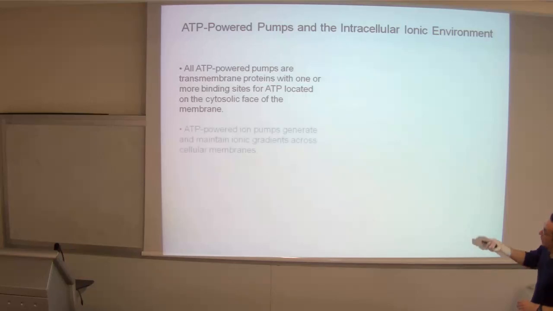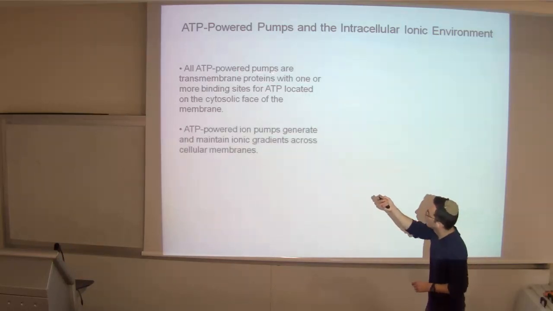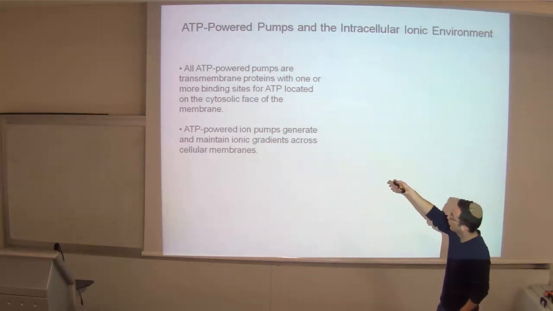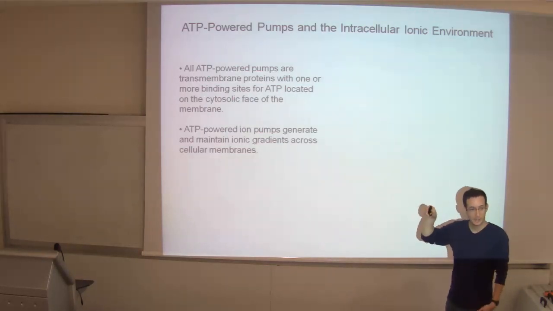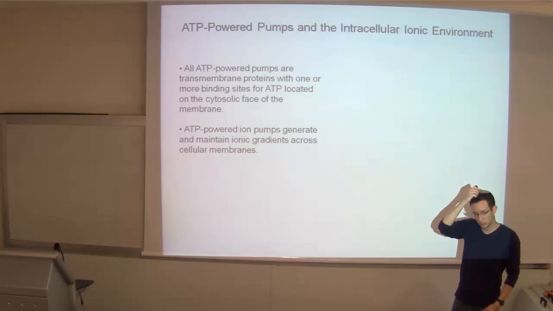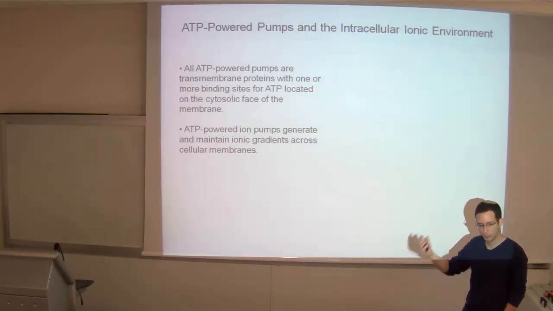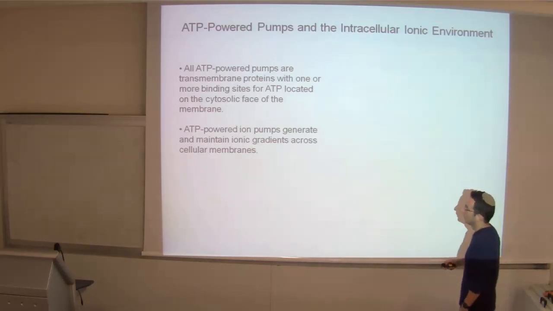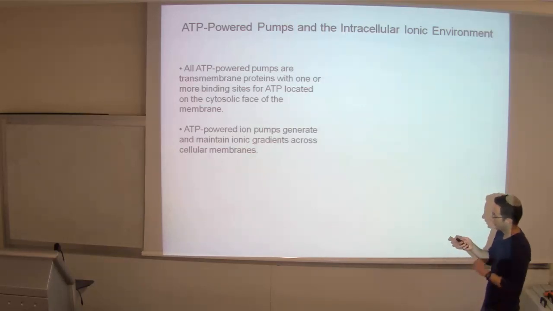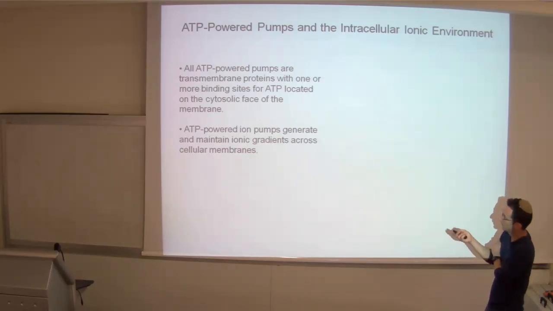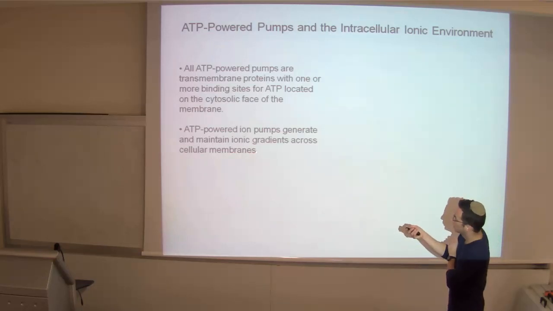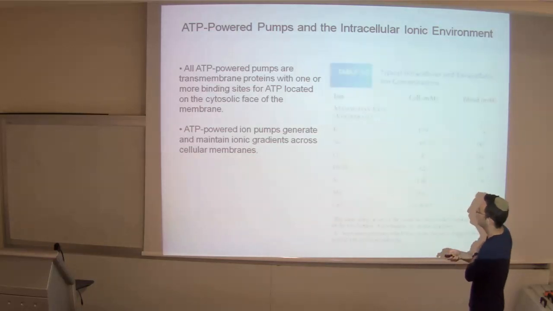All ATP-powered pumps are transmembrane proteins, obviously, and they have one or more binding sites for ATP on their cytosolic side. So the ATP molecules are there in the cytosol, and they bind to the proteins from the cytosolic side. And these pumps are the components in the cell that generate and continuously maintain, throughout the cell's life, the ion gradients across the cellular membrane.